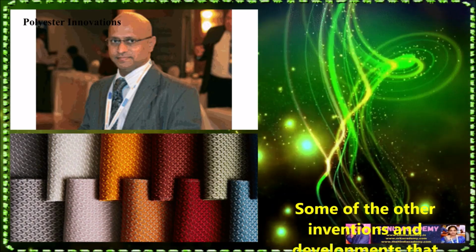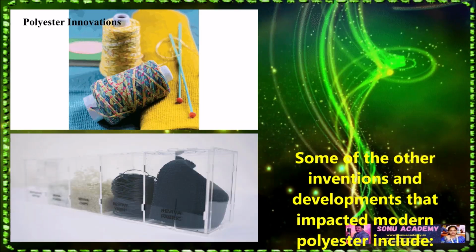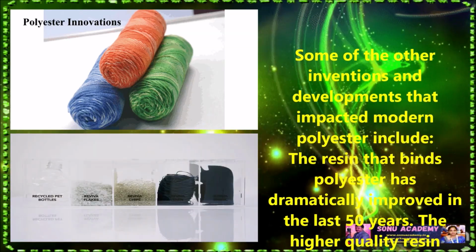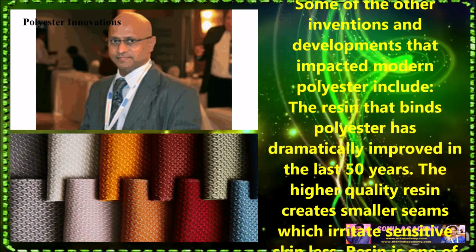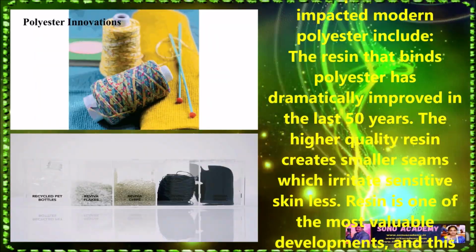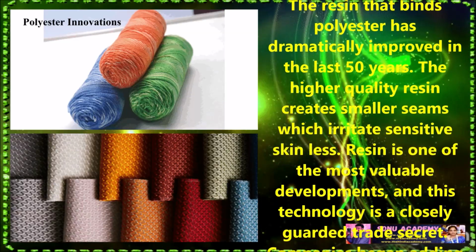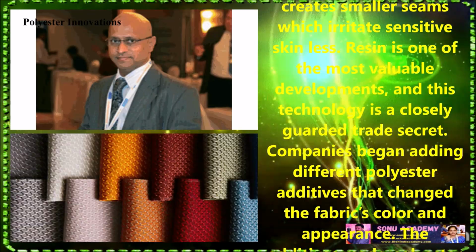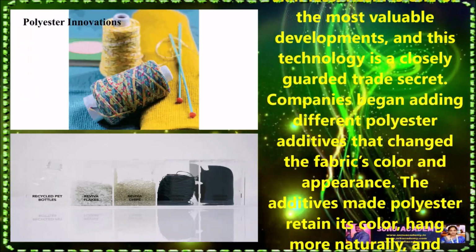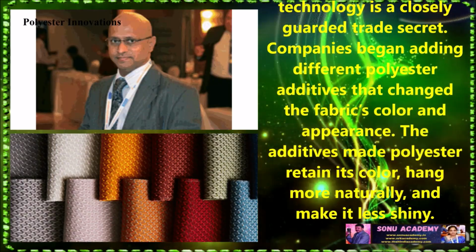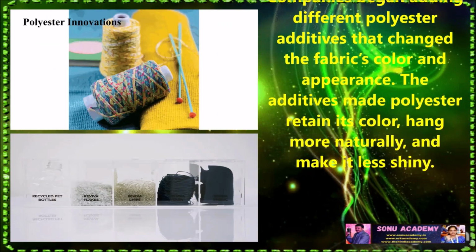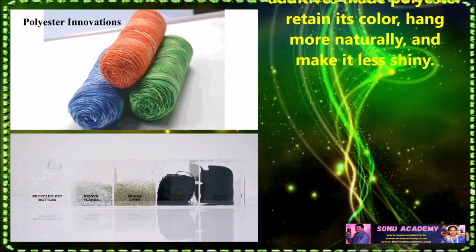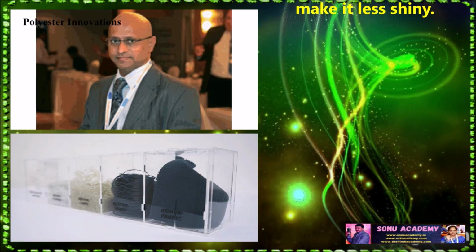Children, let us discuss the polyester innovations. Some of the other inventions and developments that impacted modern polyester include the resin that binds polyester, which has dramatically improved in the last 50 years. The higher quality resins create smaller seams which irritate sensitive skin less. Resin is one of the most valuable developments and this technology is closely guarded as great secrets. Companies began adding different polyester additives that changed the fabric's color and appearance. The additives made polyester retain its color, hang more naturally, and be less shiny.